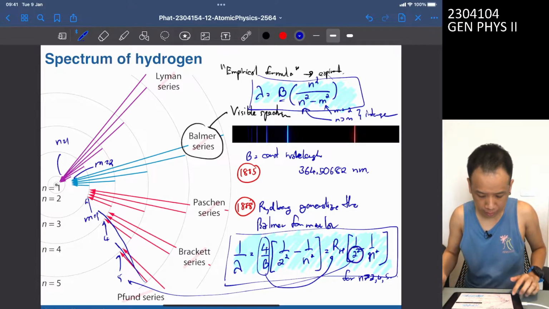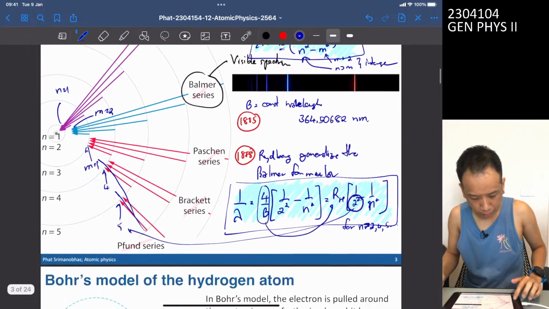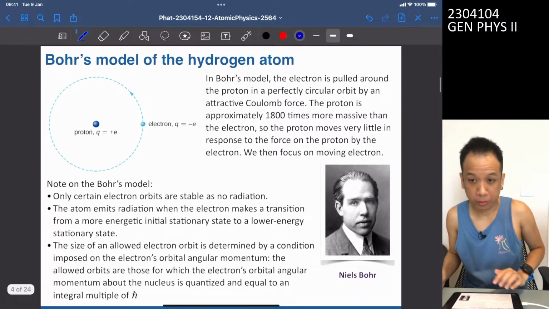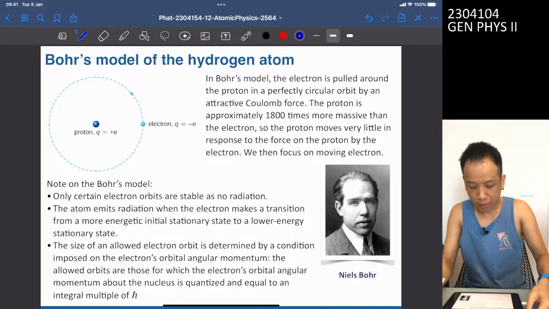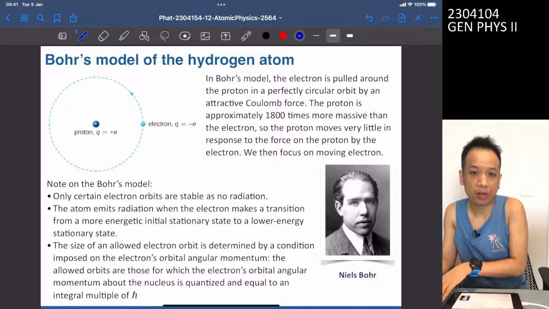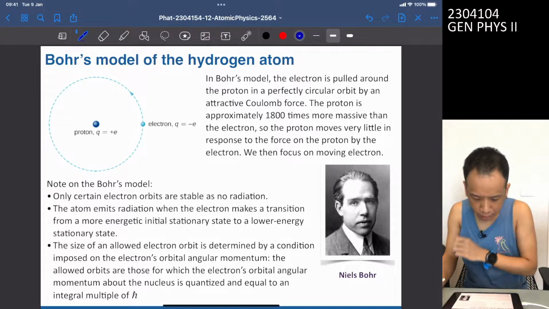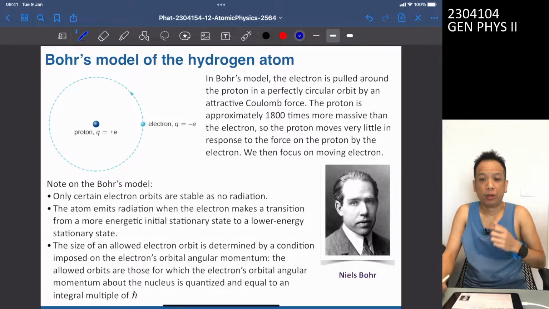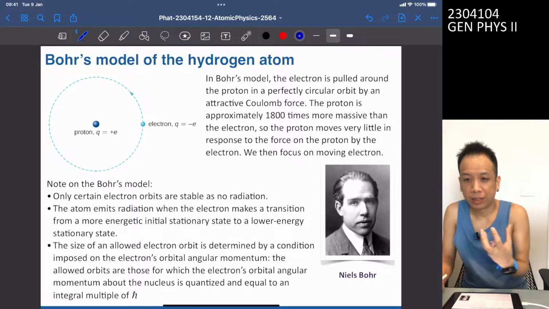Okay, so we now try the models. The model comes from Bohr, so the Bohr model of the hydrogen atom. In the Bohr model, this is kind of a classic model.